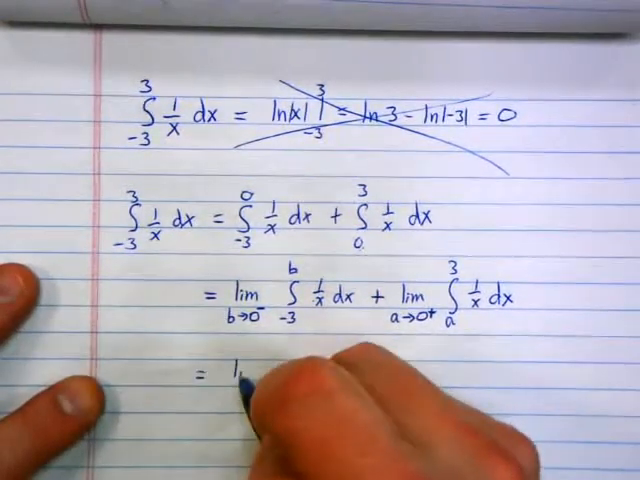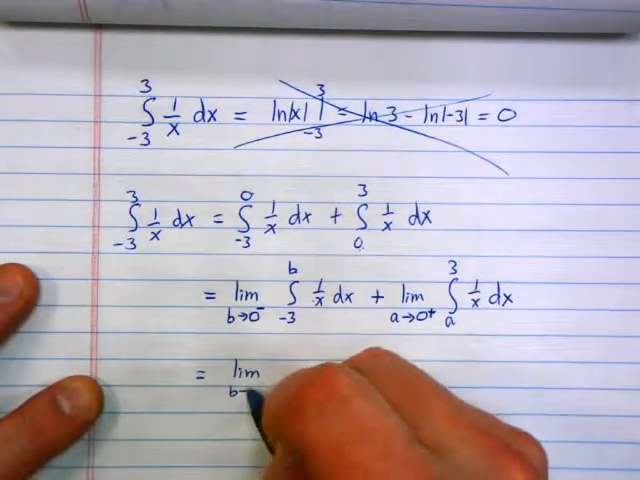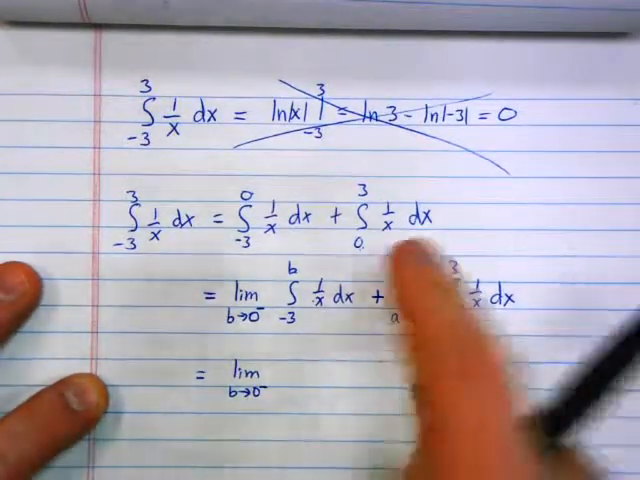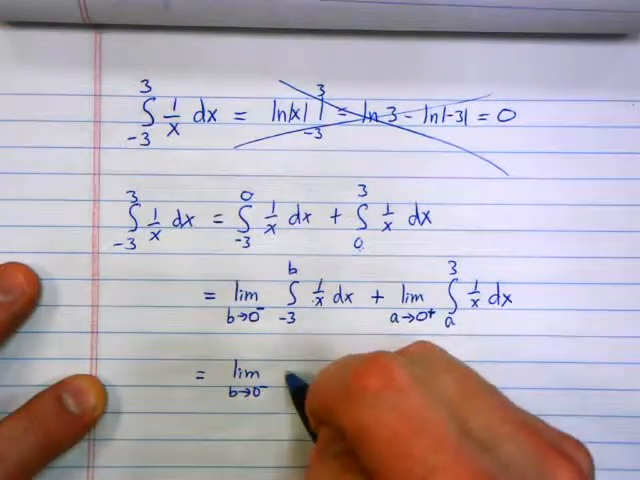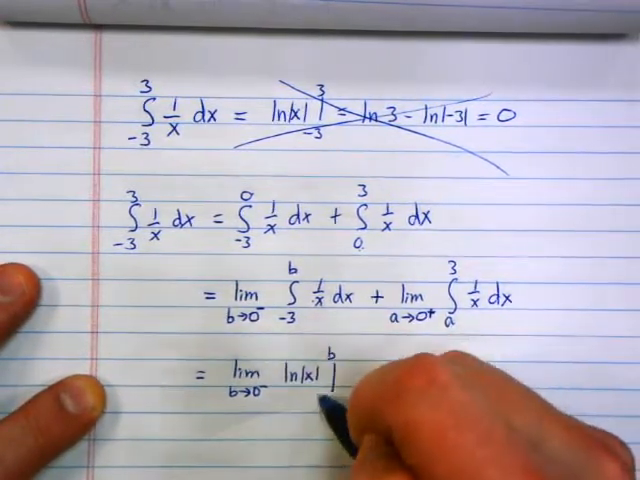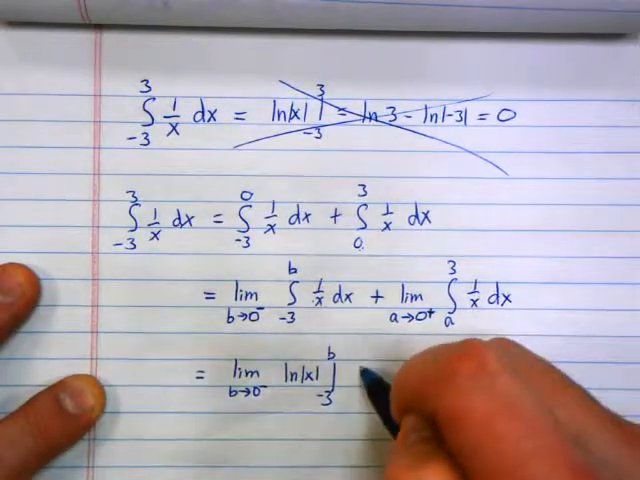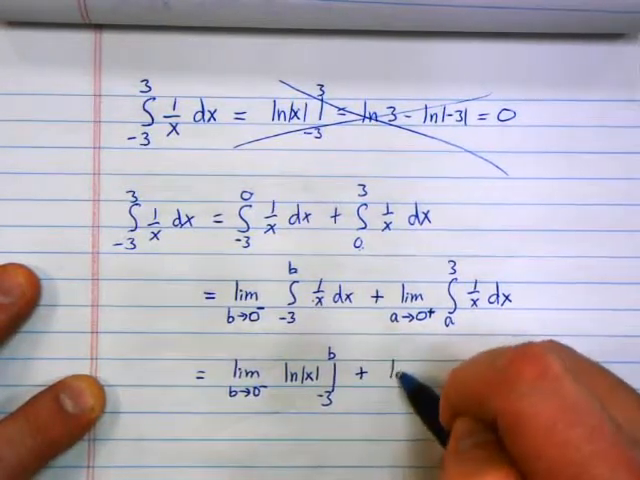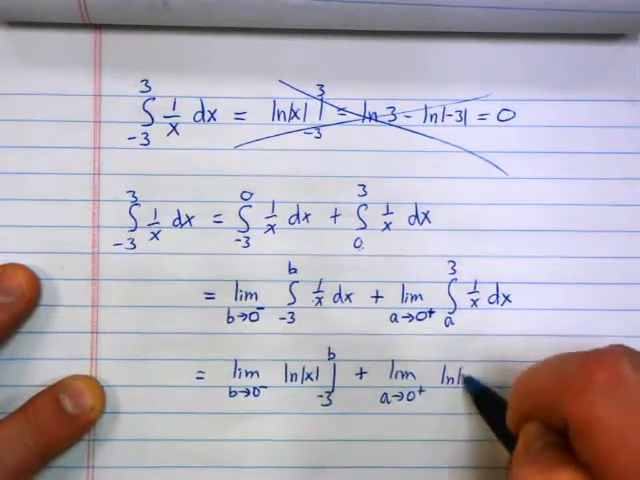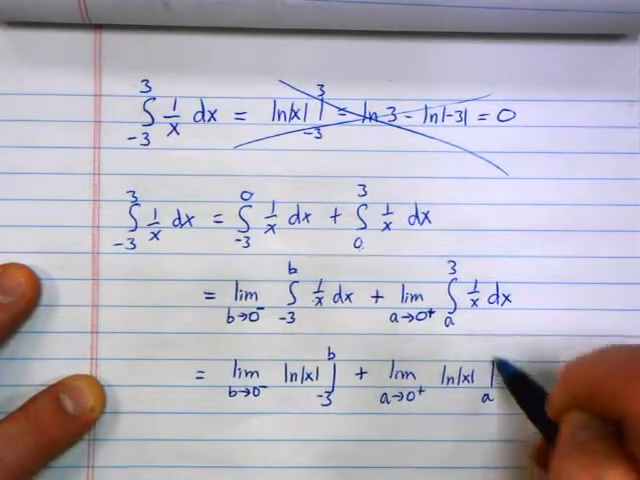Okay, limit, b goes to 0 from the left. What's the integral of 1 over x? ln x. And then I'm going to have my numbers b and -3. Plus, this one's going to be limit as a goes to 0 from the right of ln x, and I'll have my a to 3.